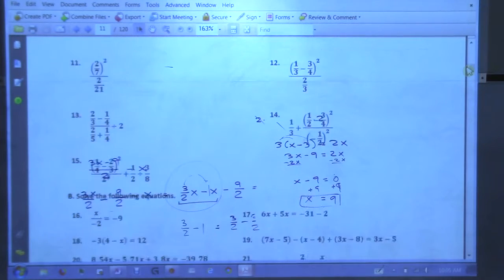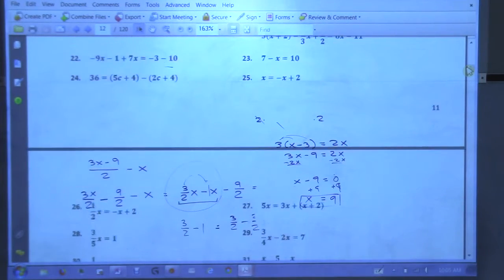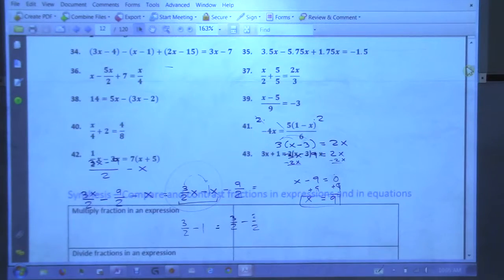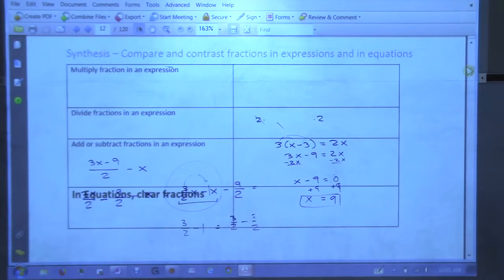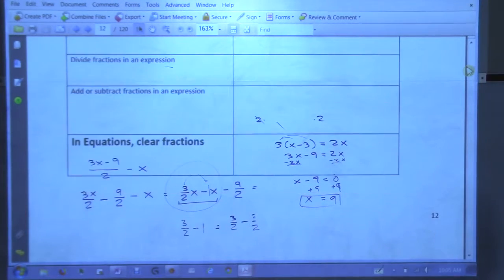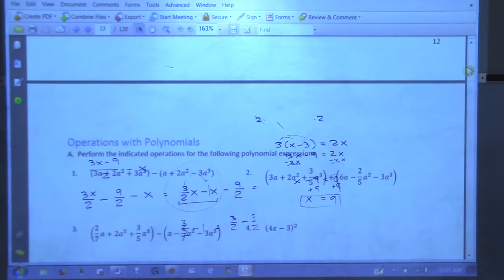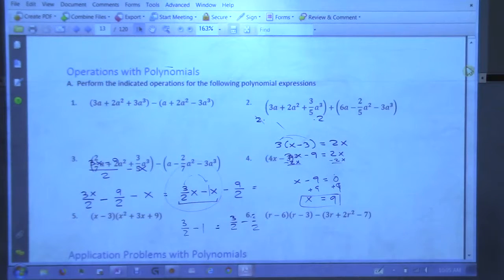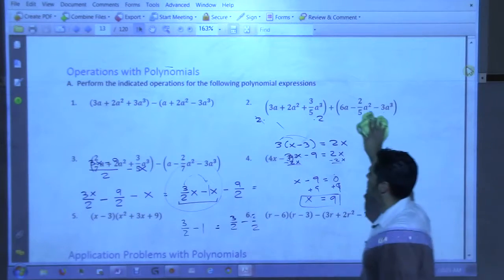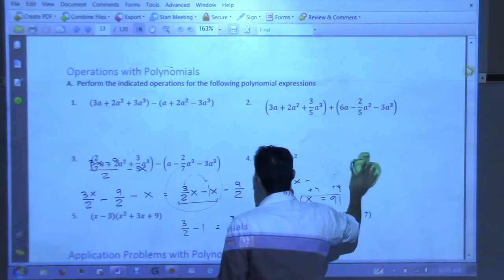All right, so let's see. Now you should be able to go through all that homework, see how it goes. Skip this part of the homework: Synthesis, compare and contrast fractions. Not quite sure what they want you to do there. All right, moving on. We're still doing review topics.